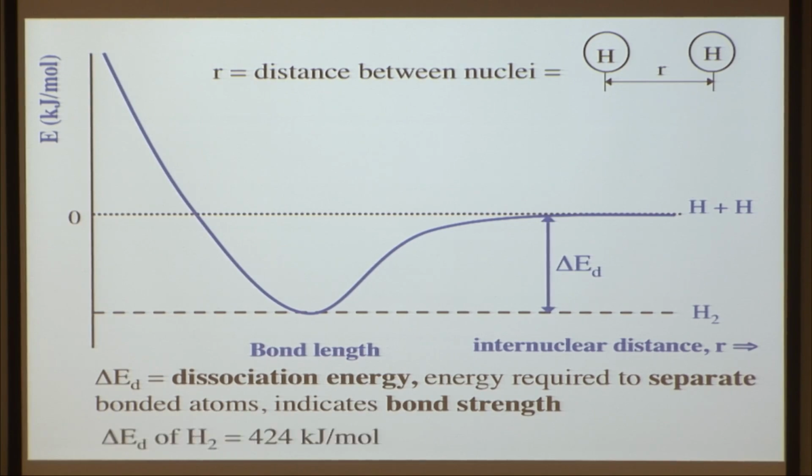So for hydrogen, this value is 424 kilojoules per mole. And if we were putting it on this axis here, it would be right down here. So it's going to be a negative value on this axis. We're below 0. So the negative of the dissociation energy is found down here, minus 424 kilojoules per mole. And if you wanted to break that bond, you would need to put in energy. So dissociation energy is positive.